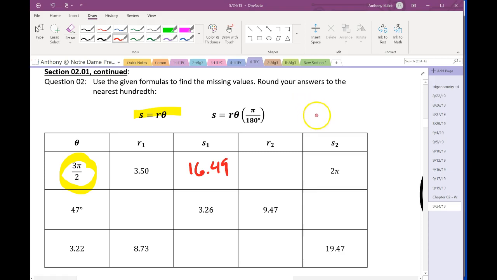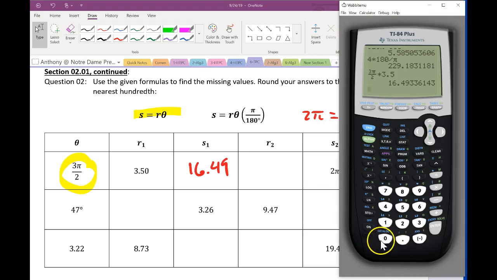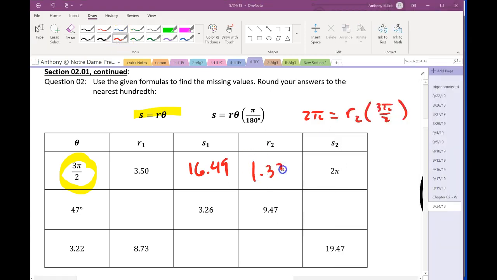For the second one, I know S2 is 2 pi, and I'm looking for R2 times theta. So to get R2, I just need to divide 2 pi by 3 pi over 2. So I'm going to do 2 pi divided by, and I'm going to put a parenthesis and pick that fraction command and do 3 pi over 2. And that gives me 1.33 approximately.